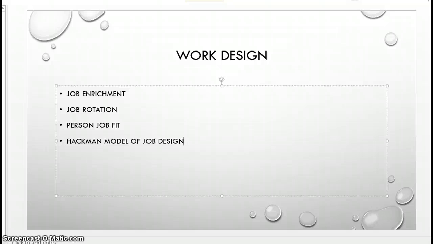In that same chapter, we talked about things like job rotations, job enrichment, person-job fit. So, if any of that applies to the organization that you're viewing in the film, you can look at how the work design relates to their level of job motivation and job satisfaction.